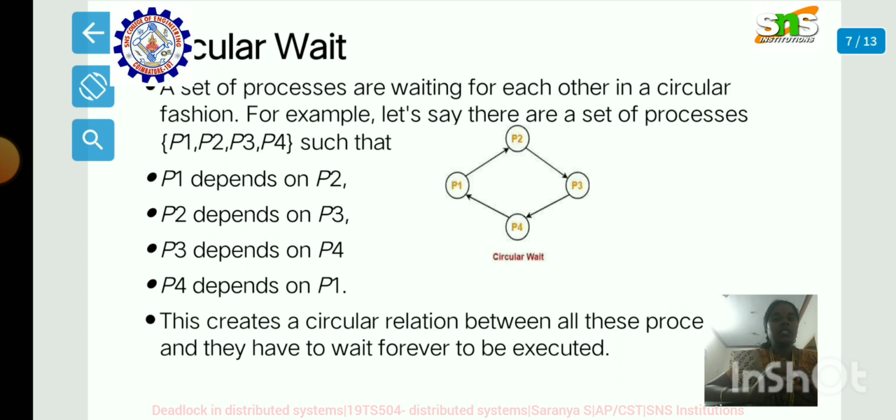A circular wait is when a set of processes are waiting for each other in a circular fashion. For example, let's say there is a set of processes P1, P2, P3 and P4 such that P1 is dependent on P2, P2 is dependent on P3, P3 is dependent on P4, and P4 is dependent on P1. This creates a circular relation between all those processes, and they have to wait forever to be executed.